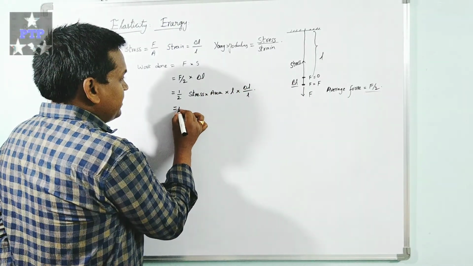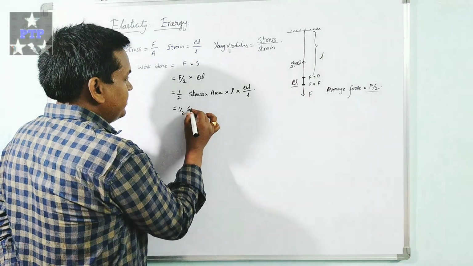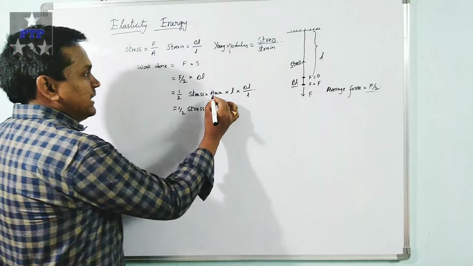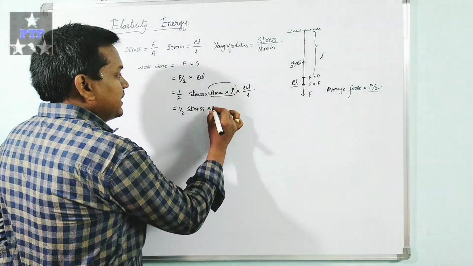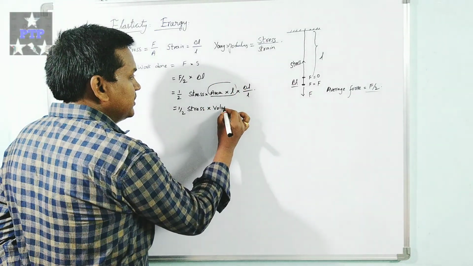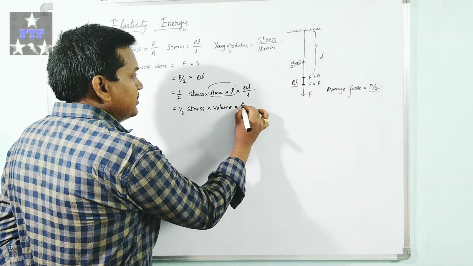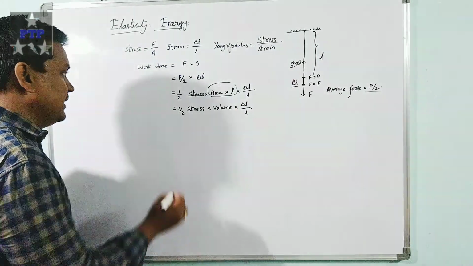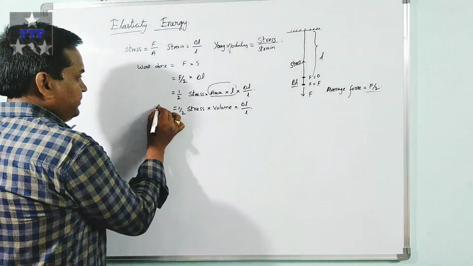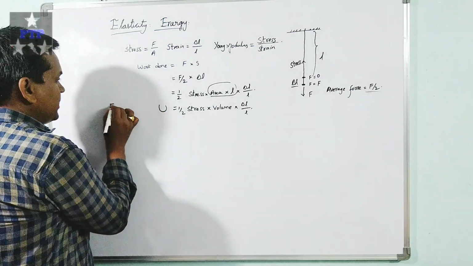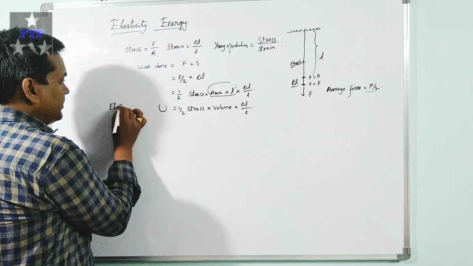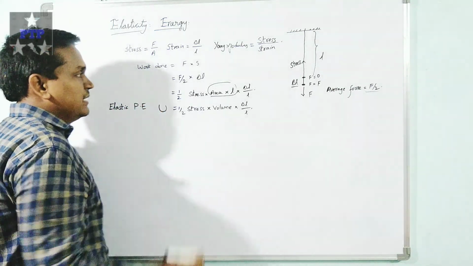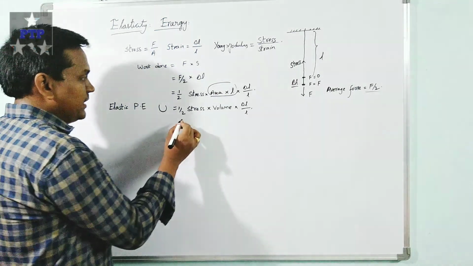Now this can be written as half into stress into area into length, which can be written as volume, into delta L upon L. And this is the elastic potential energy, the elastic potential energy acting on the string.